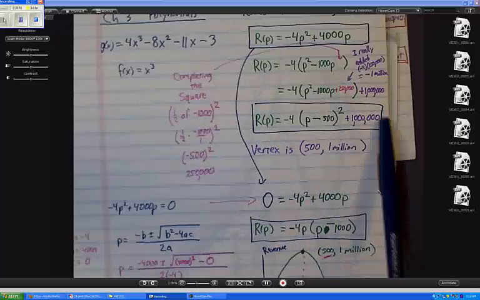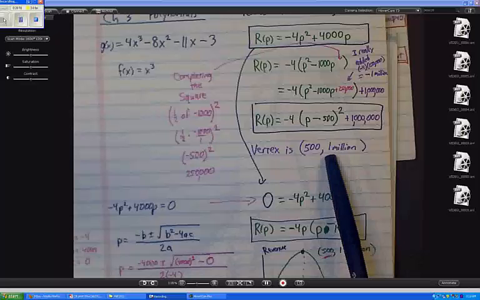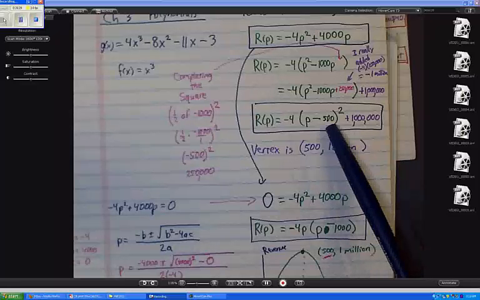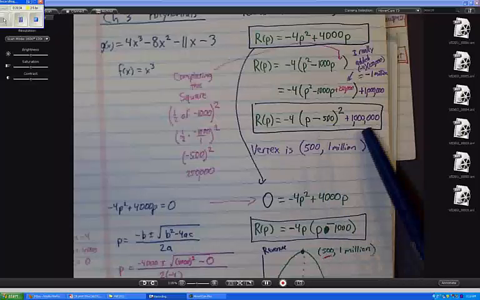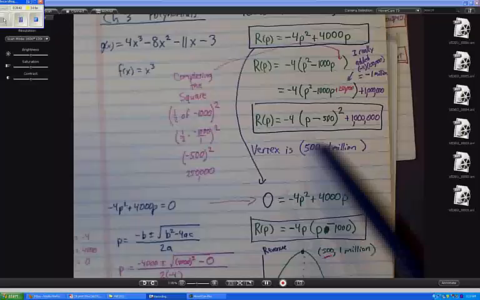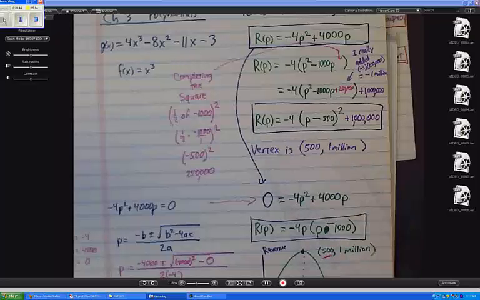This equation was useful because, actually, this was probably the most useful for graphing because it showed me the vertex, and I see transformations. I see I'm sliding 500 to the right, 1,000,000 up, and I'm flipping it. That's why it opens downward. And that's vertical scaling by 4 also. So I like this form also. We called that the general form of the quadratic.